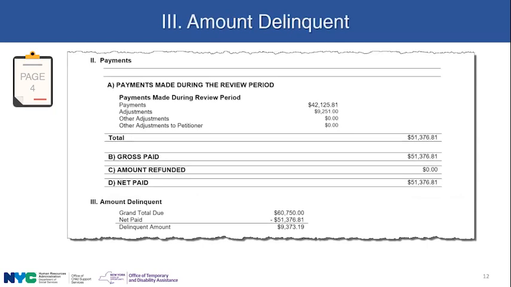Section 3 shows the amount that is delinquent. This section is where you will find the total amount of child support owed or overpaid by the NCP. The grand total due is the amount that is reflected in Section 1, minus the net paid, which is reflected in Section 2B, and that will equal the delinquent amount. Thus, the amount that is owed by the NCP.